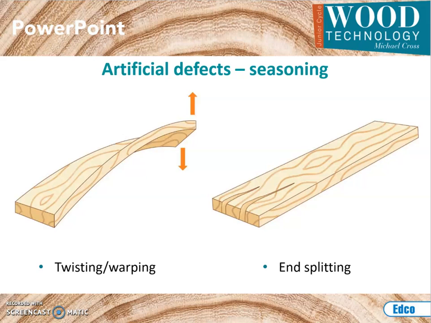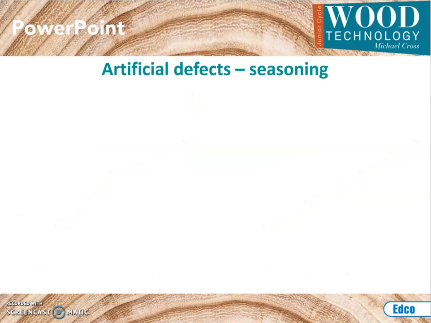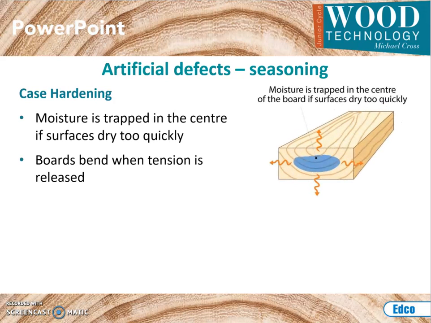And then you have end splitting. So with end splitting, the board dries out too quick and the end cracks. Now, you've seen in your book in the seasoning section, the way to prevent this is they put a wet rag on the end, or they also put stuff like wax on it. Then we have case hardening also. It basically means the board kind of buckles because it dries out at different rates. I wouldn't be too worried about case hardening.